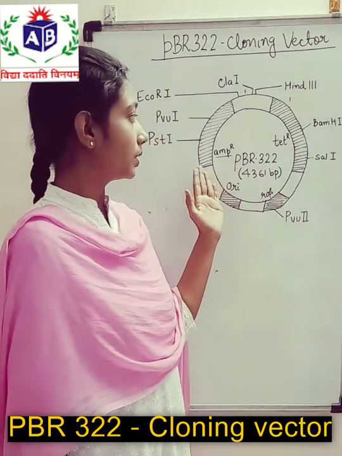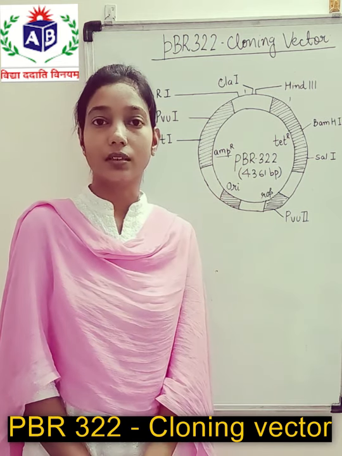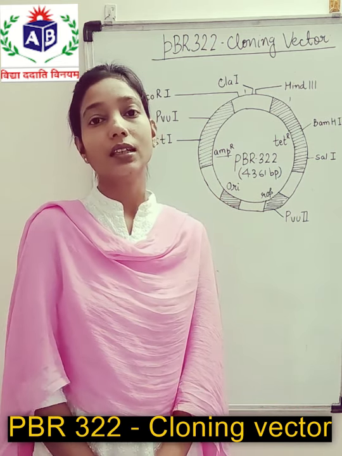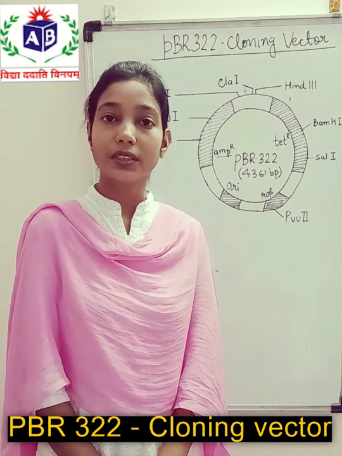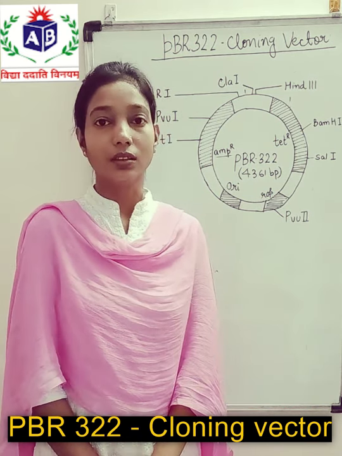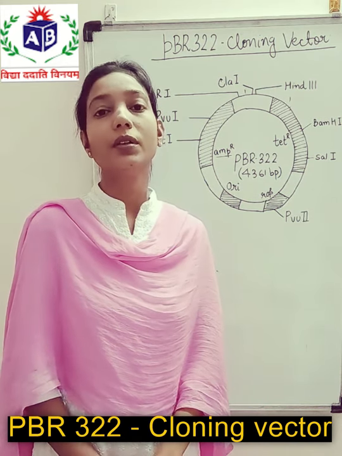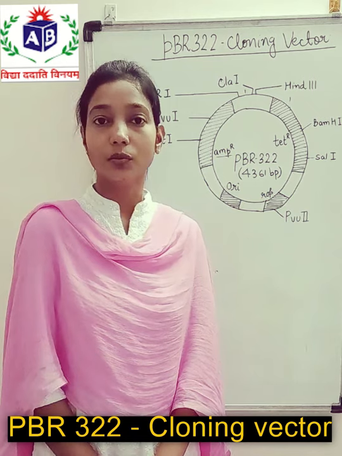Here you can see the picture of pBR322, a commonly used cloning vector. A plasmid is an extrachromosomal DNA present in bacteria, and it is a semi-autonomous unit, meaning it can initiate its own replication independent of the bacterial genome.